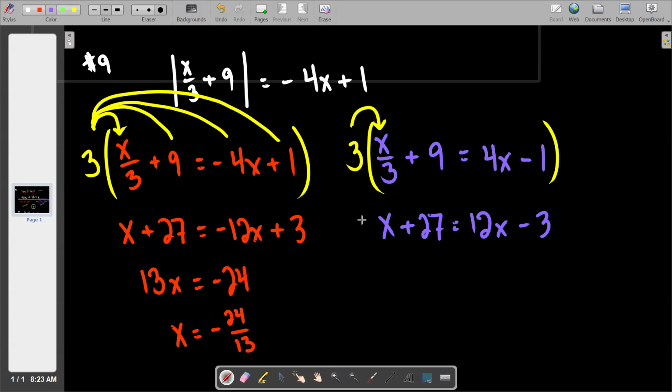I'm going to subtract my 12x across, giving me negative 11x. And then I'm going to subtract my 27 across, giving me negative 30. And then I'm going to divide by negative 11, giving me my second candidate, which is positive 30 over 11.